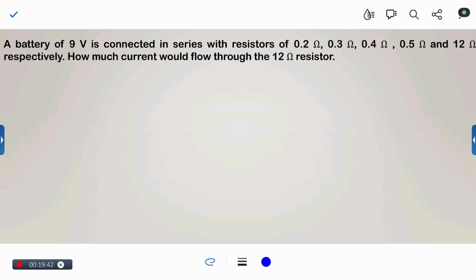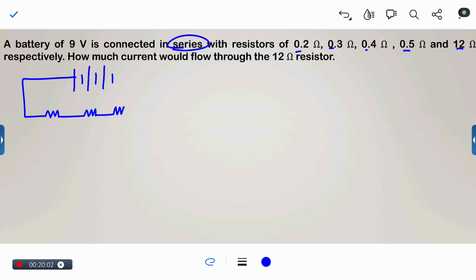Next. A battery of 9 volt is connected in series with resistors of 0.2, 0.3, 0.4, 0.6 and 12 ohm. How are they connected? All are connected in the form of a series. Series means we know it is going to be in the form of end to end. Totally how many resistors are there? 5 resistors.